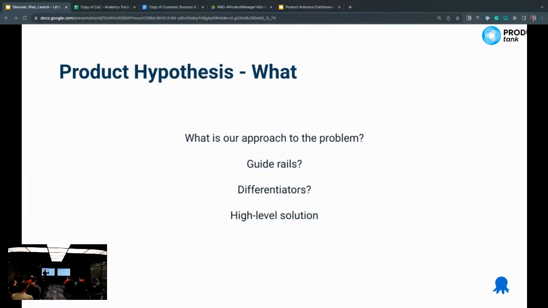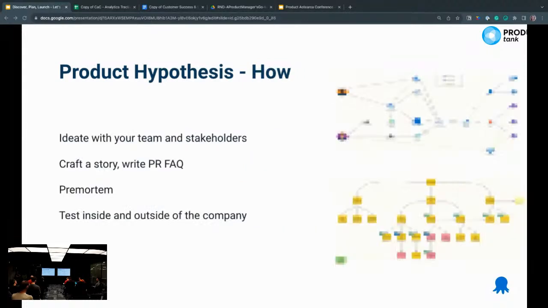And finally, a high level solution. Again, don't go deep into the details. You will change it in the future. How did we do that? We locked our team and stakeholders, first in a virtual room, and a couple of weeks ago in an actual physical room, for 5 days, and we spent a lot of time just drawing on the board.